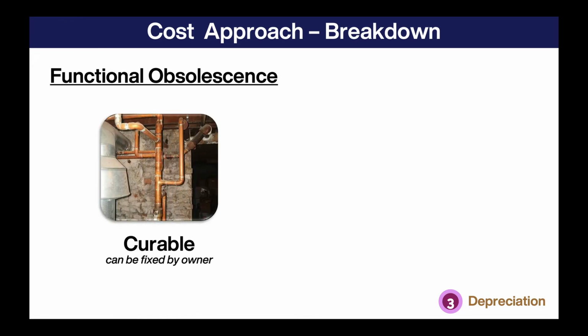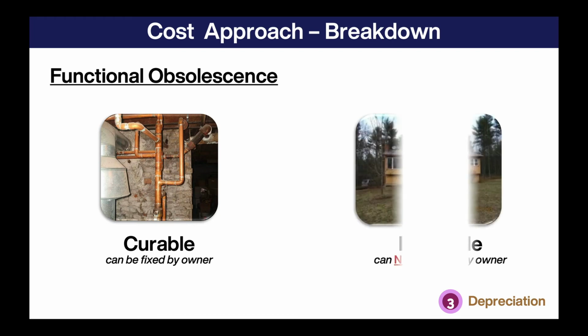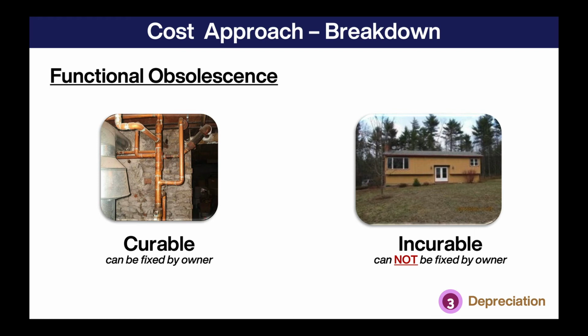For example, a curable functional obsolescence would be a 4-bedroom, 1.5-bath home. For most newer houses, more bathrooms would be a requirement. It is considered curable because the owner could add additional bathrooms. An incurable functional obsolescence would be a split-level home. Even though I personally think a split level is adorable, many people do not. And this is something that the owner cannot fix, for the cost of fixing, taking up the roof and adjusting everything, would be far greater than the value added.